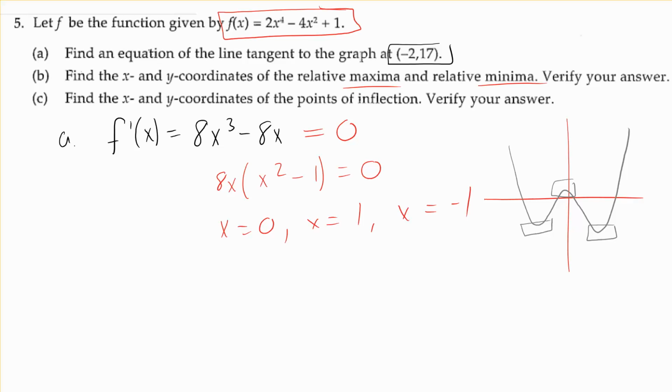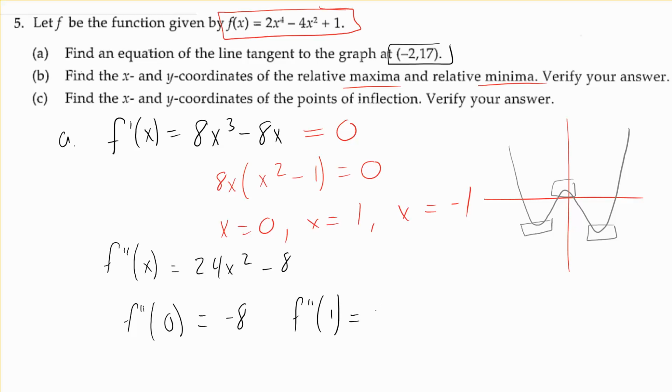Now our justification has a couple options. We could find the second derivative. That is 24x squared minus 8. Then we could find the values of the second derivative at these points and talk about its concavity. So let's try that first. That's good justification. f double prime of 0 is -8. f double prime of 1 is 16. And f double prime of -1 is also 16.